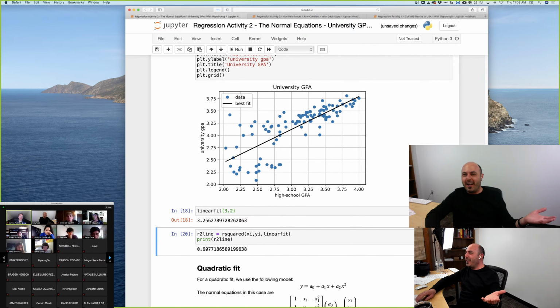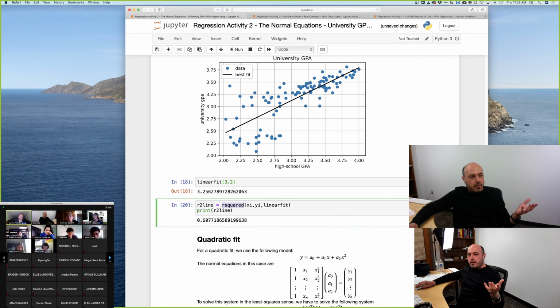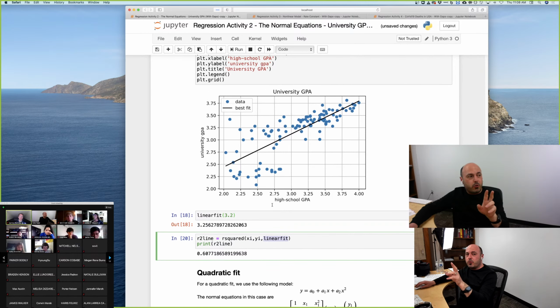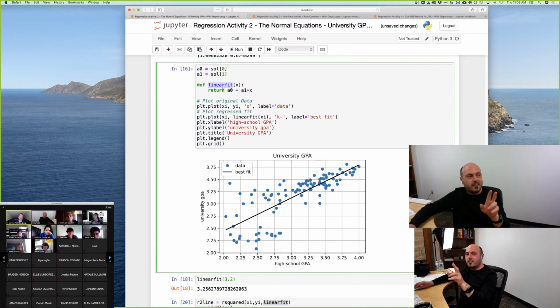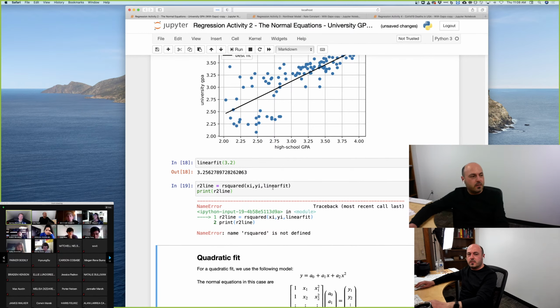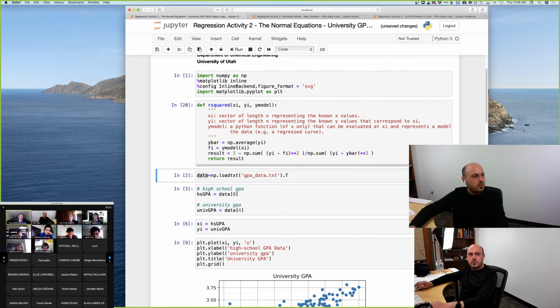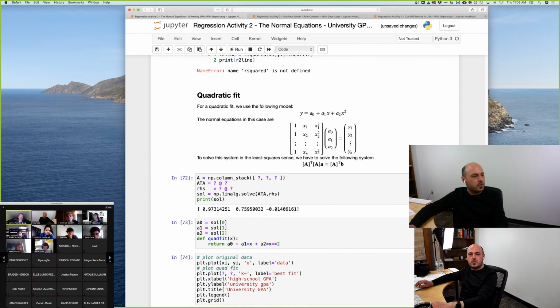the R squared value gives us an idea of how good our fit is. Now, remember, I told you this function signature takes in xi and yi values, and then it takes your model. And that model is simply your function that you just defined over here. I call it linear fit. And when I print this, oops, R squared is not executed. Hold on. Okay, let me execute R squared.